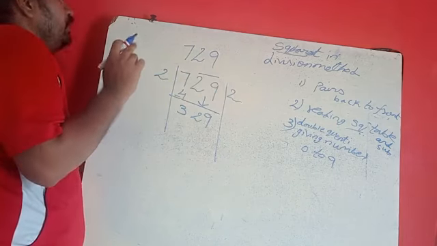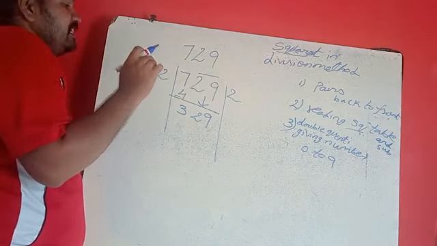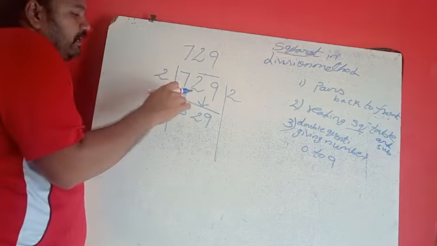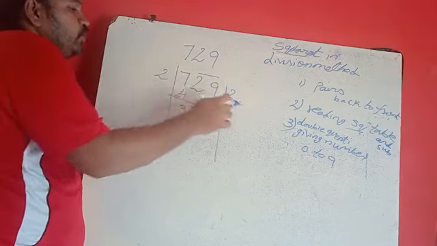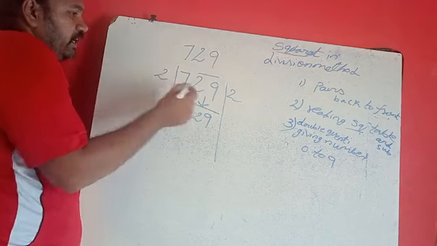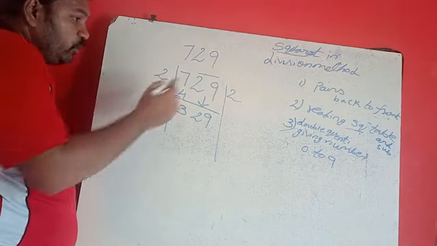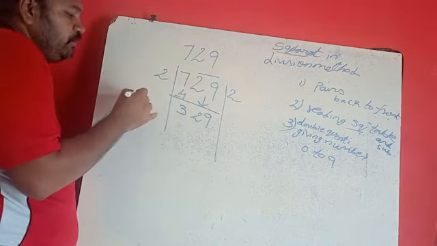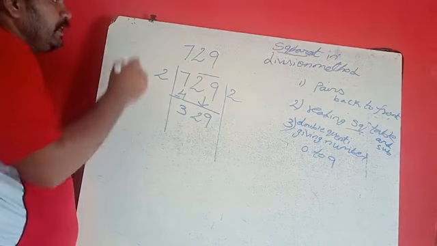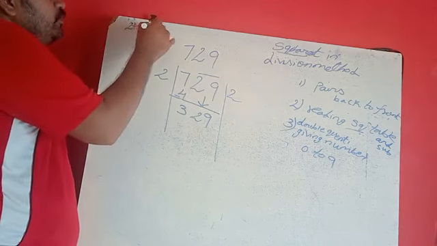1 1s are 1. 2 2s are 4. 3 3s are 9. So 9 means becoming more. So only 2 times. 2 2s 4. 7 minus 4, 3. Now what you have to take? Double the quotient. 2 double is 4. That means 2 plus 2, 4.